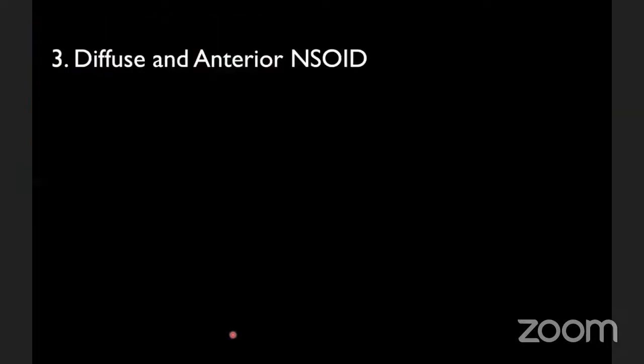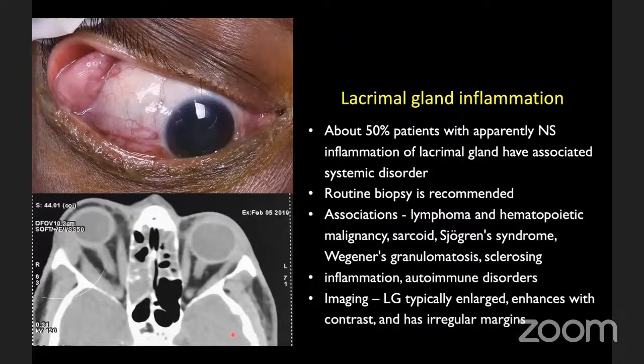So 50% of the patients with apparent inflammation of the lacrimal gland have associated systemic involvement. So routine biopsy is usually recommended, and most of the time they're associated with lymphomas and Sjogren's syndrome or Wegener's granulomatosis. So that is how that needs to be ruled out, and it is always a good idea to do a biopsy. Of course, from the orbital lobe of the lacrimal gland, and not to disturb the palpebral lobe.